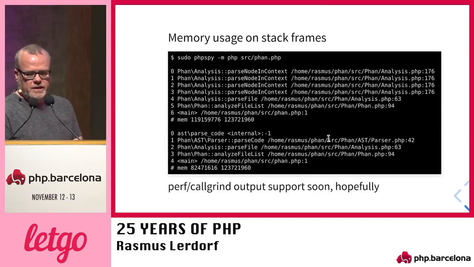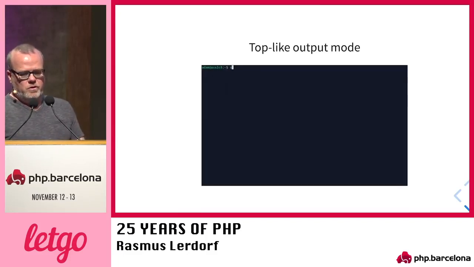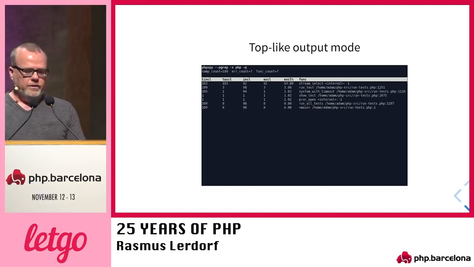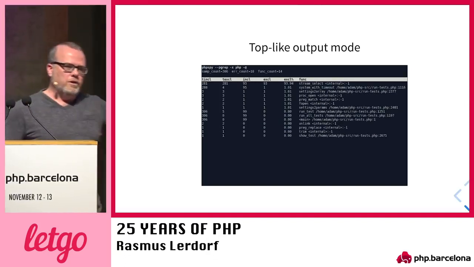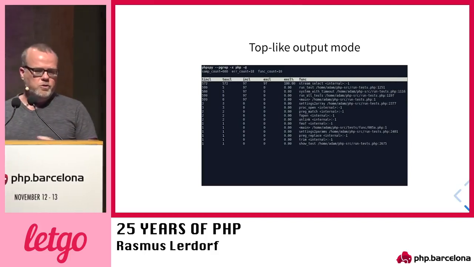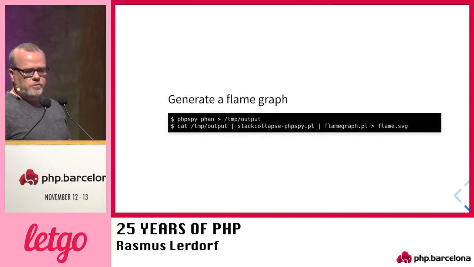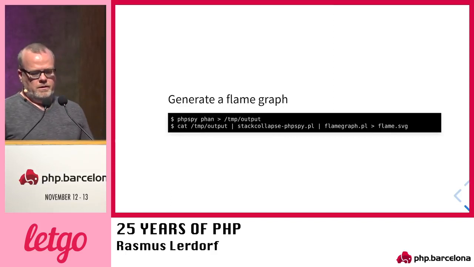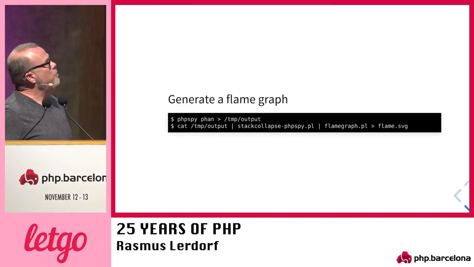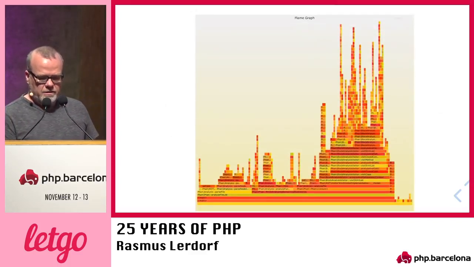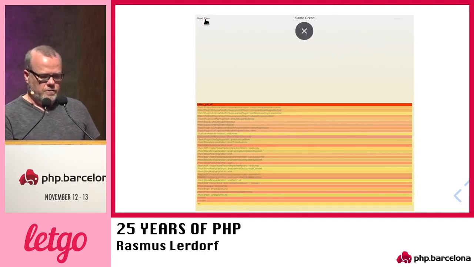And what you can do with this is you can get top-like output, for example. So you can attach to a running PHP process, and it'll tell you, sort of in the top-like thing, what is this process doing right now, and what's using the most CPU. What you can also do is you can create a flame graph. So here you just redirect the output, and then you run that output through stack collapse and flame graph, and you get something like this, right? And you can then click on them and get closer.